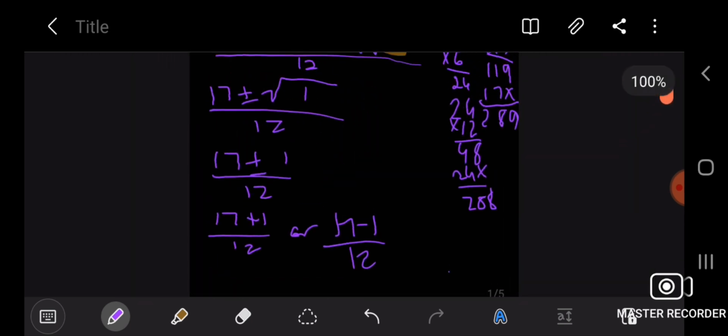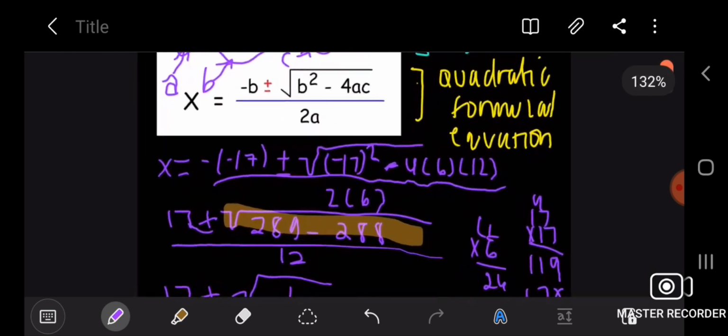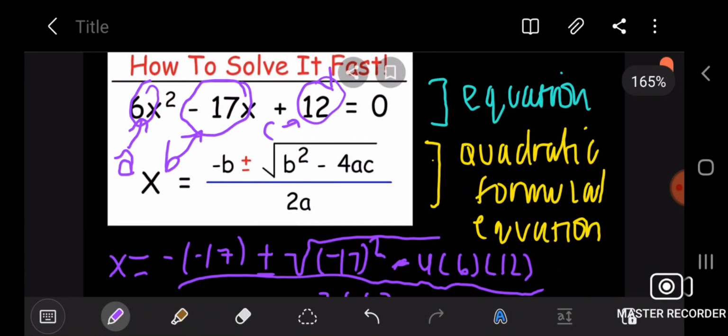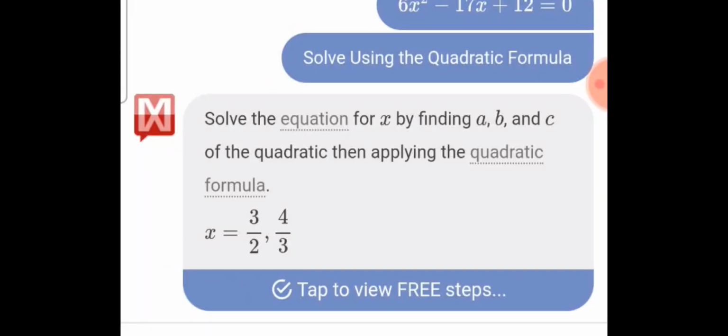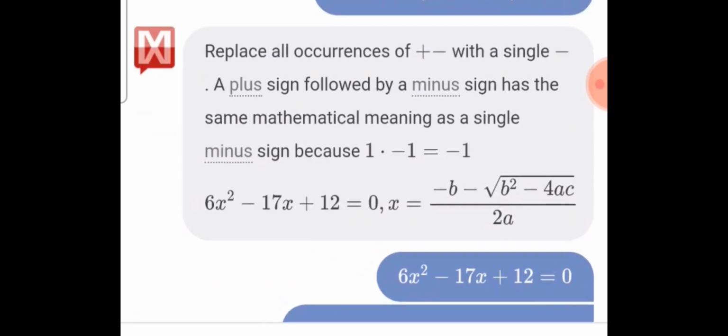So that's our solution, and this is all the work to solve the quadratic formula equation. Now I went to check my work on a math website, and as you can see, it's the same answers. And I used the quadratic formula.